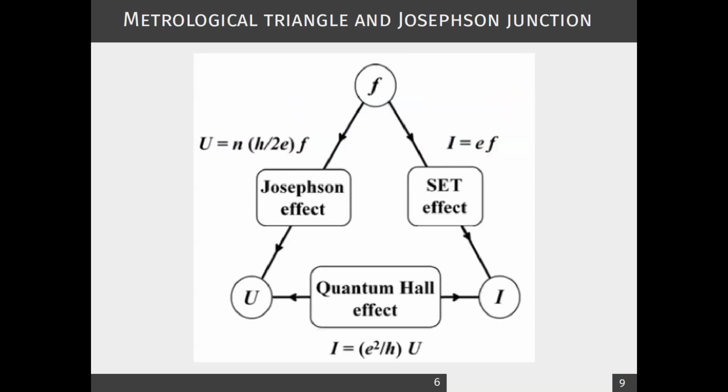In the meantime, there is the famous metrological triangle given here. This is very important in the context of quantum metrology. It's the connection between the Josephson effect, the single electron transistor effect, or the electron flow effect, and the quantum Hall effect. And okay, my expertise is mostly on the side of the Josephson effect, and quite recently I also gained expertise in single electron devices, and I still do not have full expertise in the quantum Hall effect.